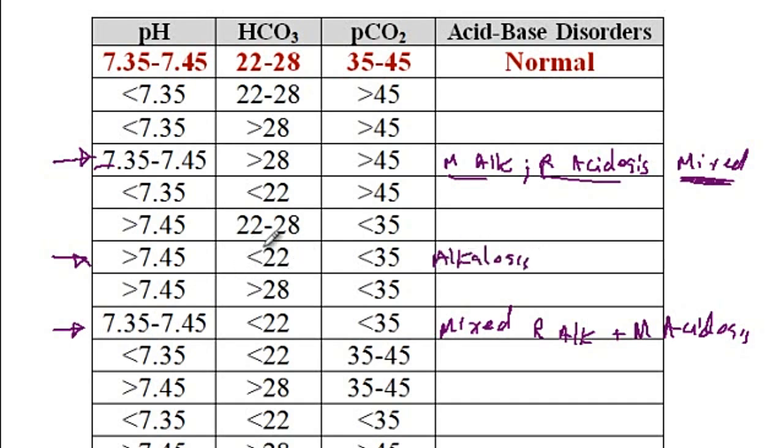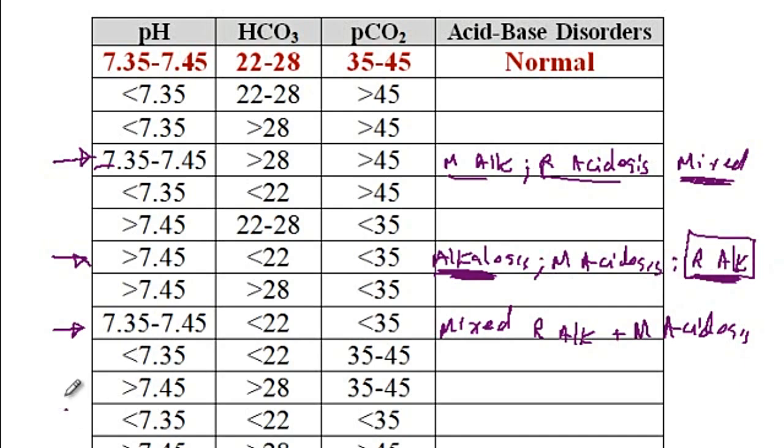And then the HCO3 is low, so therefore we are having metabolic acidosis. And then the PCO2 is also low, which is for the respiratory alkalosis. So in this condition, it's the respiratory alkalosis that causes the pH to be higher than normal. So we have respiratory alkalosis with the compensatory metabolic acidosis.